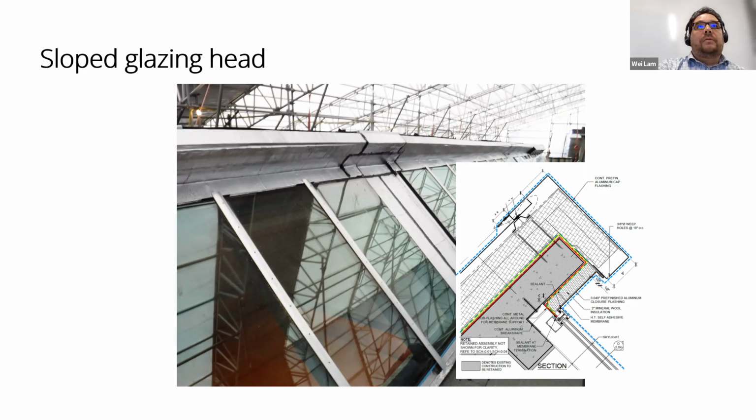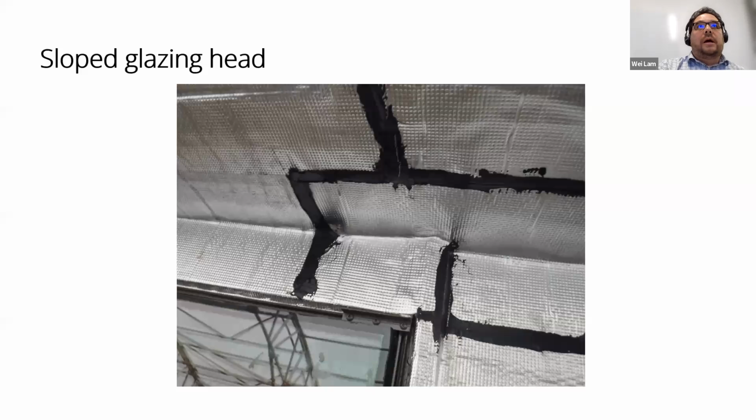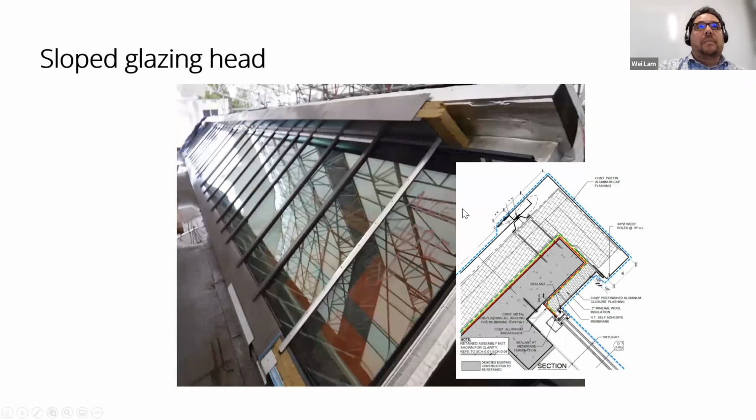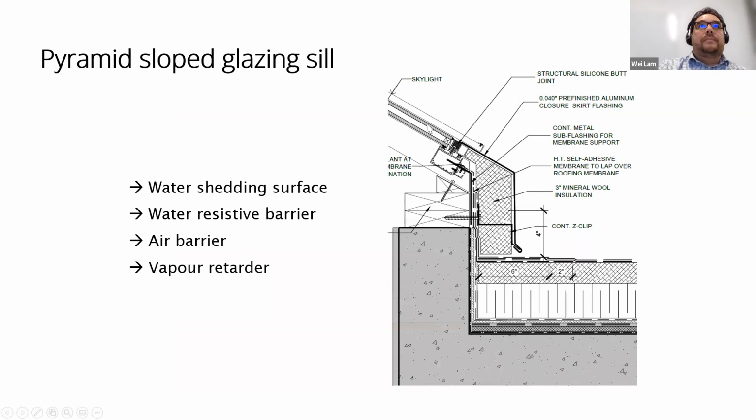So here are some examples of the finished work, or the work in progress rather. Used a foil-faced AVB in this case for that water resistive barrier and air barrier. A few more details here, sort of showing the construction and the application of the thermal insulation in the head conditions.